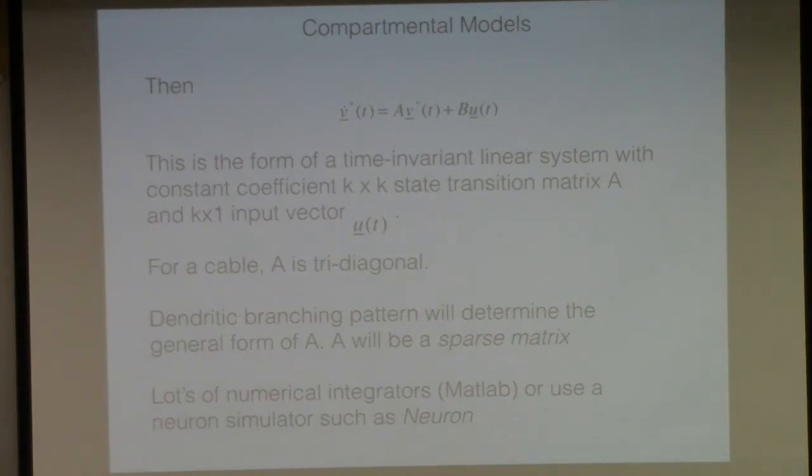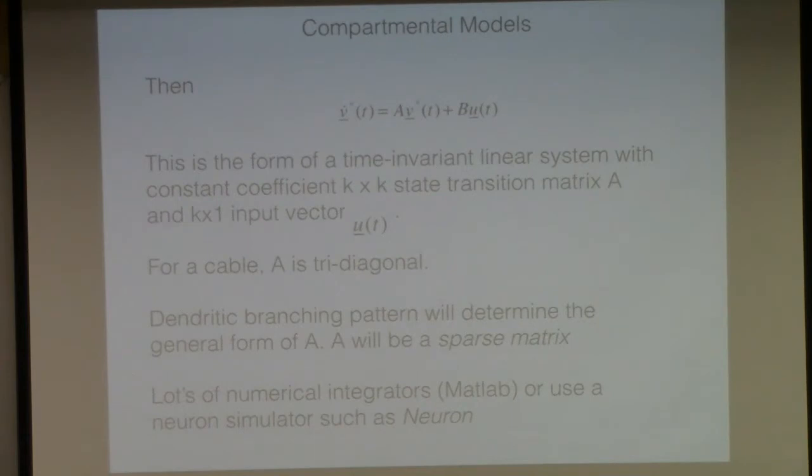And so we get a matrix form for the underlying differential equations that govern the time rate of change of voltage in that dendritic cable, and it has this form. The time rate of change of the elements of vector V star is equal to this matrix A times V star plus the matrix B times U. Remember, U was a vector with all of the current inputs as elements. A is the state transition matrix. This is a linear time invariant system. The elements of A are constant. So it's a constant coefficient k by k state transition matrix.